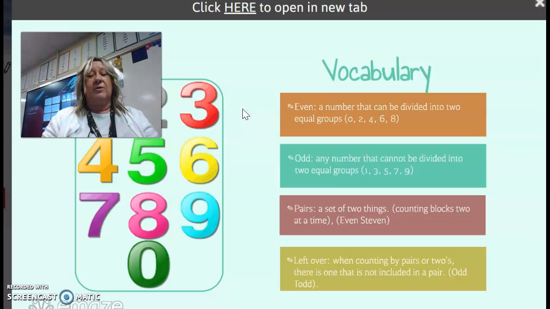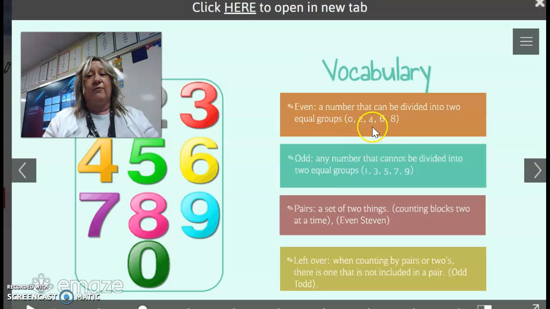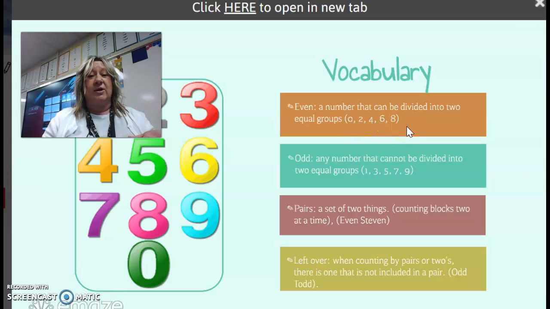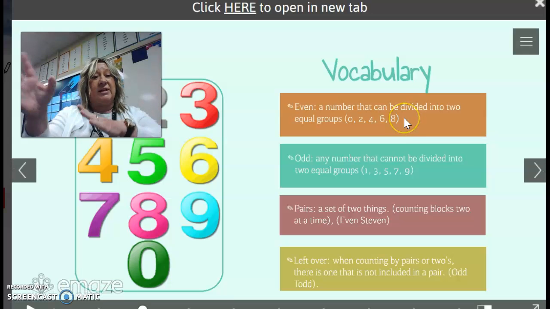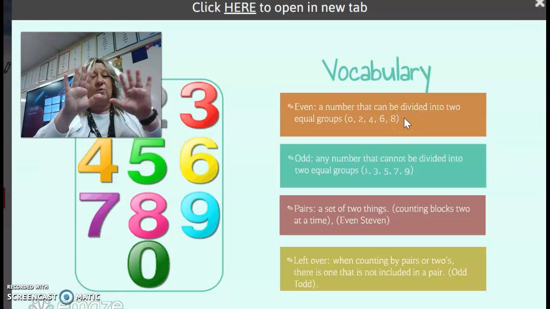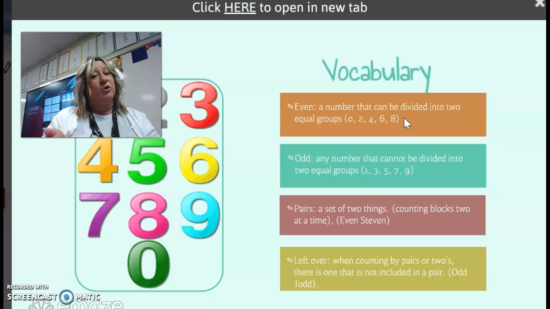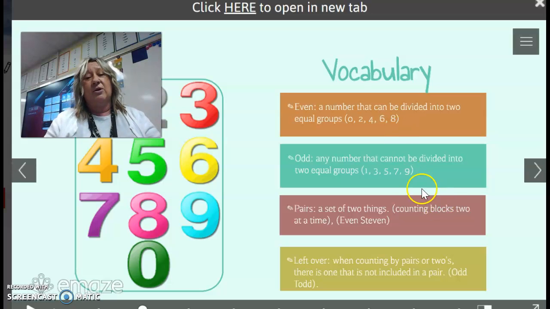Okay? So that goes with 0, 2, 4, 6, and 8, or any number that ends with 0, 2, 4, 6, or 8. Like 12, you put 6 on one side, 6 on the other side for 12, but 12 ends with the number 2, and the number 2 is even. That's how you could tell.